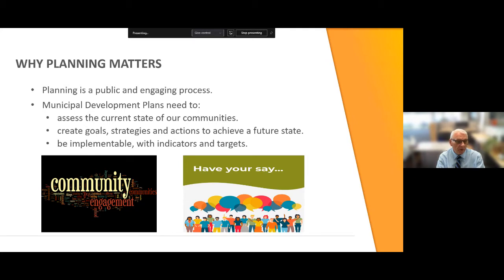And so part of the implementation is identifying what kind of targets or measures do we want to have that make sure that the plan and the land use bylaw are doing what they said they were meant to do.